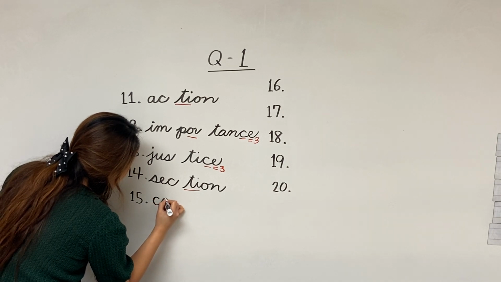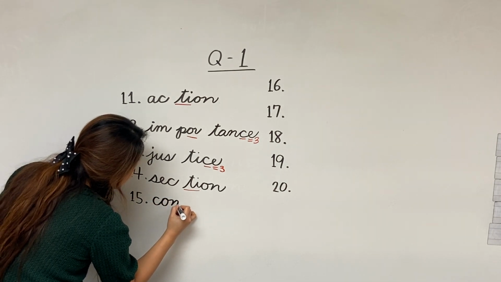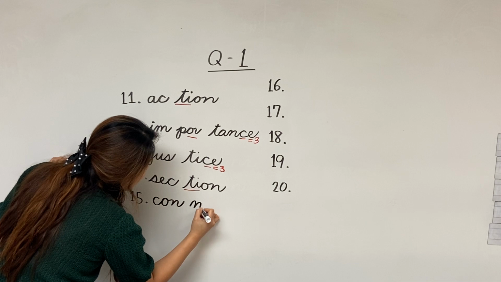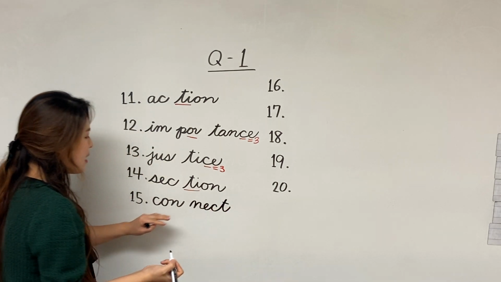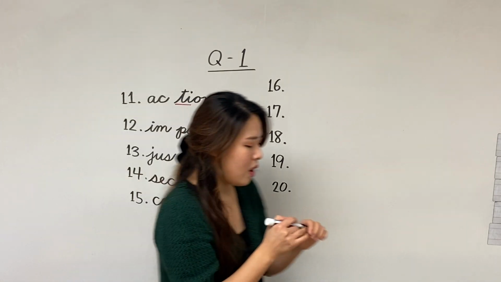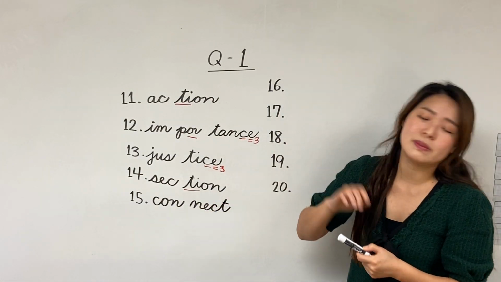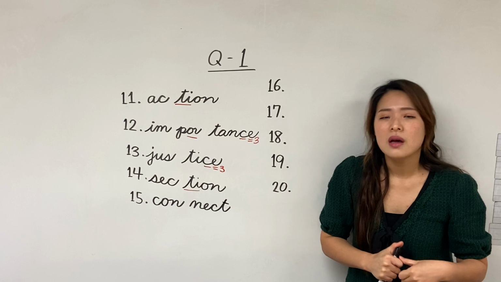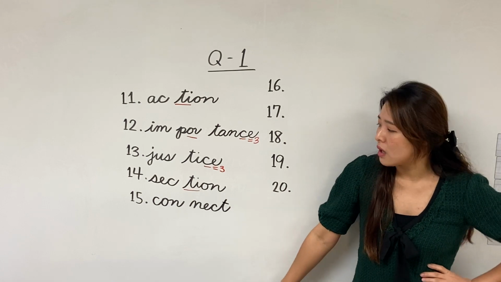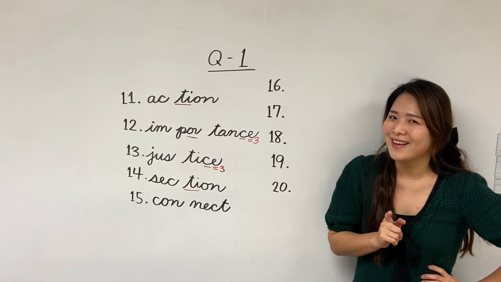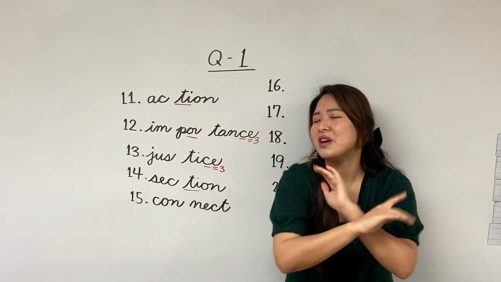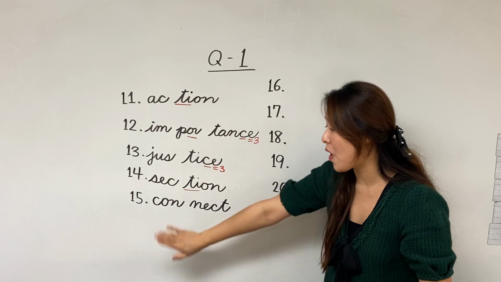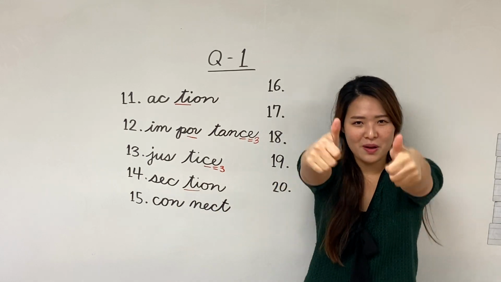K, a, n, e, k, t. Connect. Now make sure you have all the correct spelling for connect. Do we have any markings or rules here? Get ready. No, they are all first sound. There is no marking, no rules. It's all first sound. Beautiful.